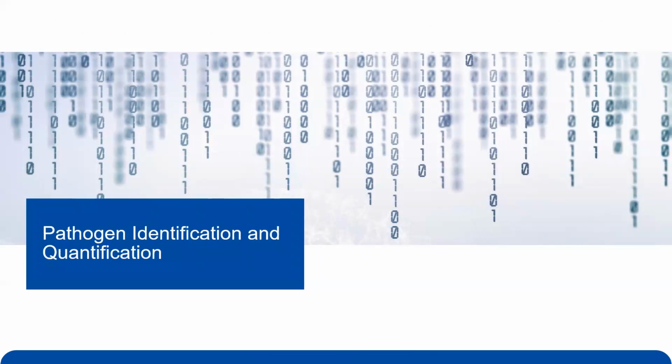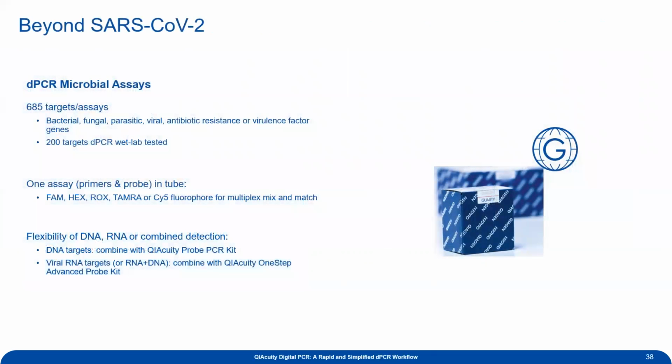I appreciate it. All right, so we're actually really excited because for the past 2 years, we've been hearing about SARS-CoV-2, right? Yes, we do have SARS-CoV-2 assays. We have a ton of them, and we do it for wastewater. But we just recently launched an assay offering of about 685 different microbial pathogenic and microbiota assays for the QIAcuity system. These are all probe-based assays with about 200 of them being bench validated in terms of their performance and flexibility together. And you can choose any one of our 5 dyes to mix and match for these detection panels.